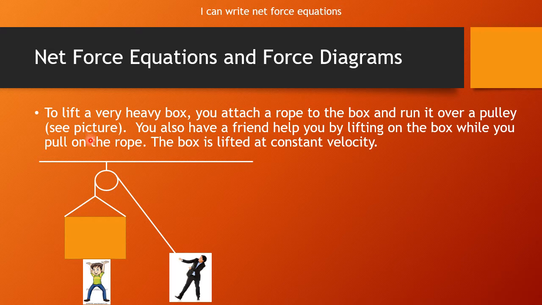So here's our scenario. To lift a very heavy box, you attach a rope to the box and run it over a pulley. See the picture. You also have a friend help you by lifting on the box while you pull on the rope. The box is lifted at constant velocity.